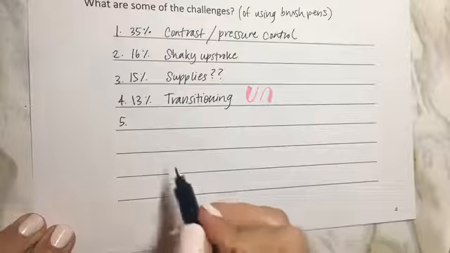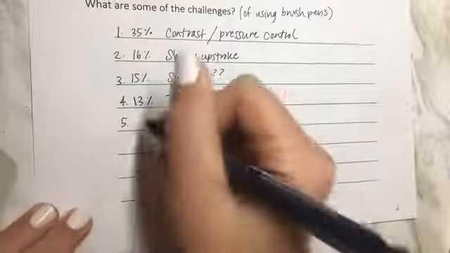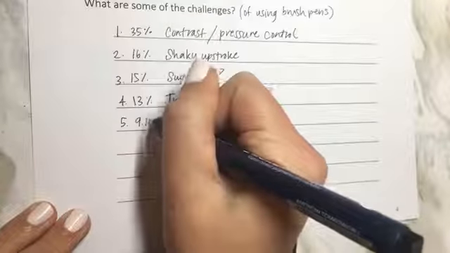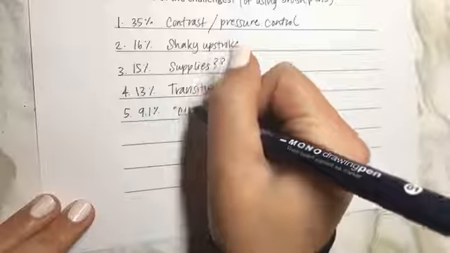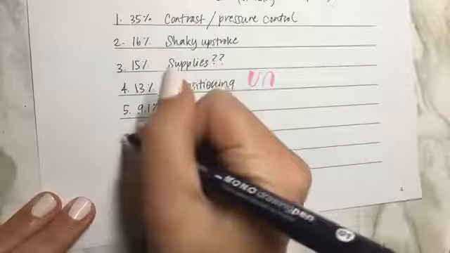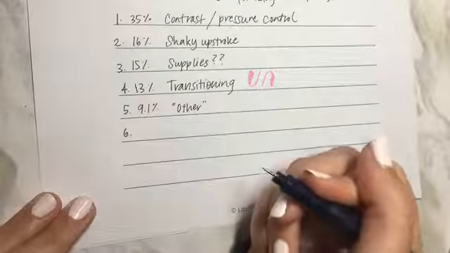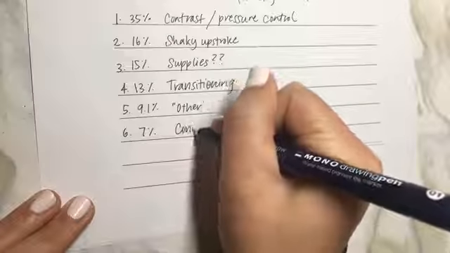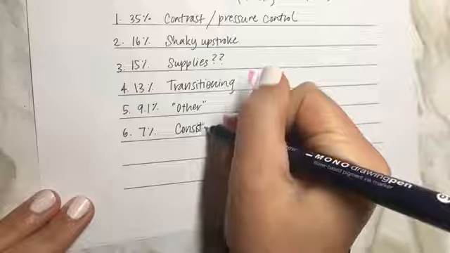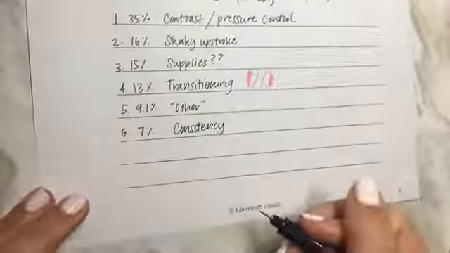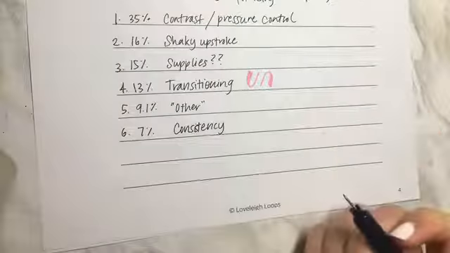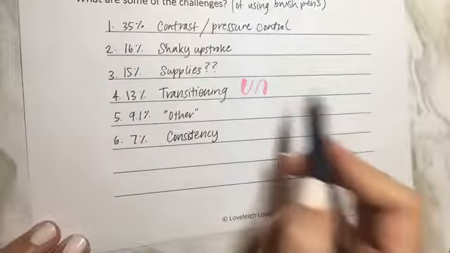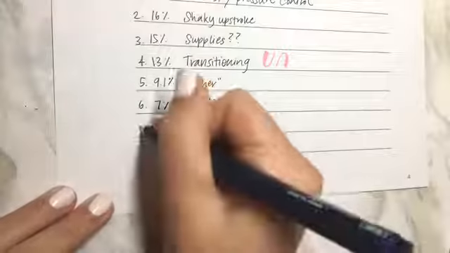Number 5 was, this was 9.1% of people had an other reason, and I'll talk about that in a second. But 6 was 7% of people said that their biggest struggle was consistency. So whether that was consistent practice or consistent thick strokes and consistent thin strokes.